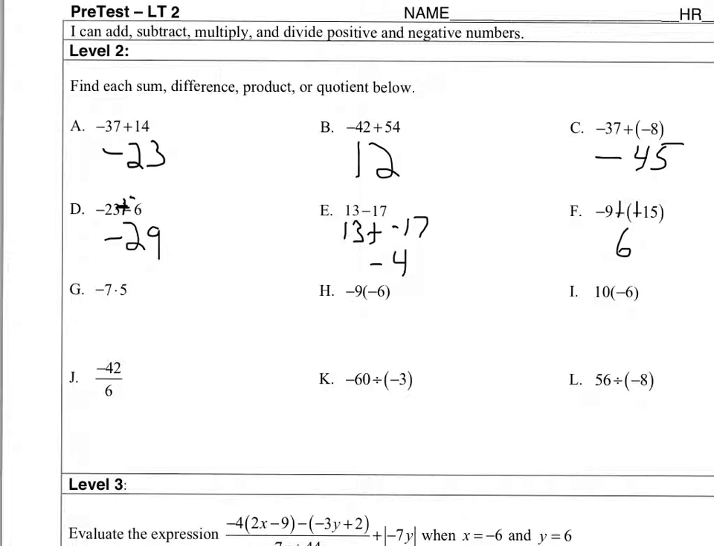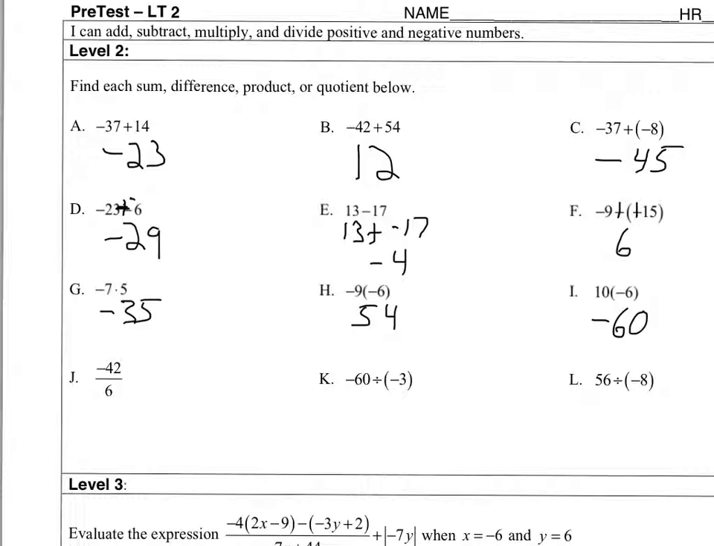Negative 7 times 5 is negative 35. Negative 9 times negative 6. Now two negatives are going to make a positive. 9 times 6 is 54. Ten times negative 6 is a positive times a negative, which is a negative 60.